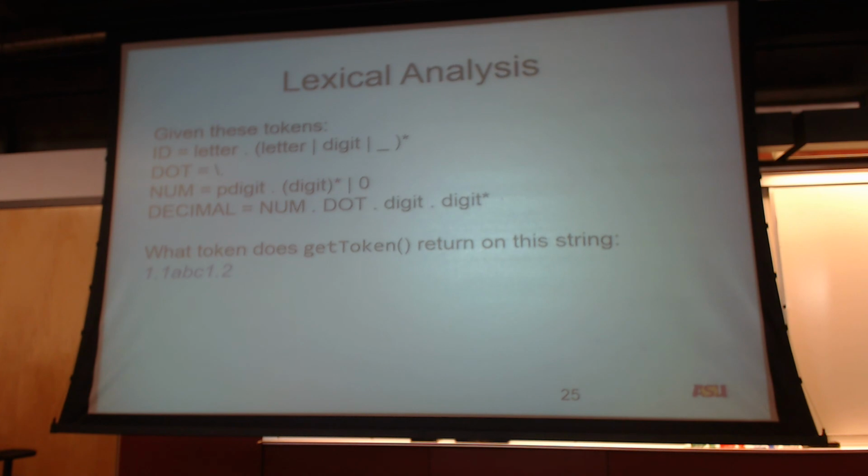ID could be so many different things, it's the biggest one. So first of all, will you get num as a token? No. The first token should be a decimal, because that's the largest string that matches the regular expression.